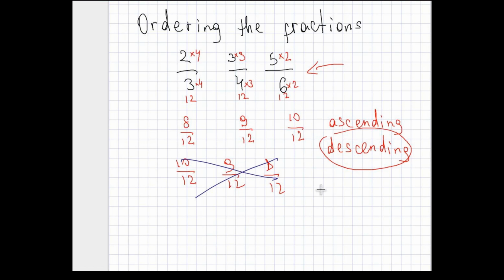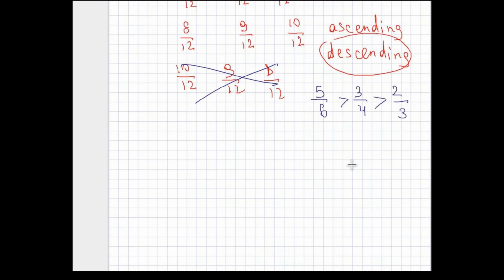So for descending order, I start from 10 twelves, which is 5 over 6, then 3 over 4, and then 2 over 3. Sometimes this is appropriate for higher classes. In primary we don't use signs between them, but in descending order we can write that 5/6 is bigger than 3/4 and 3/4 is bigger than 2/3. Okay, that is about ordering fractions.